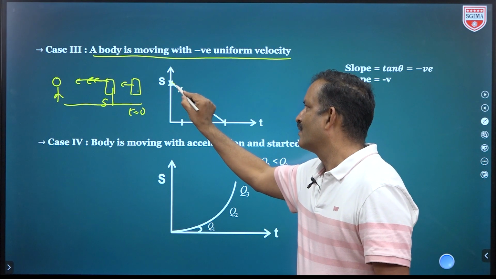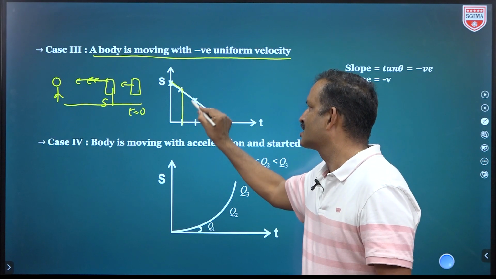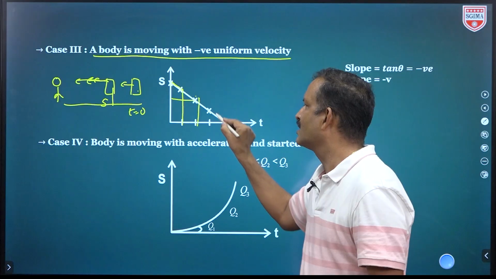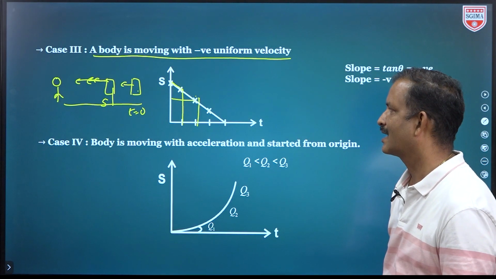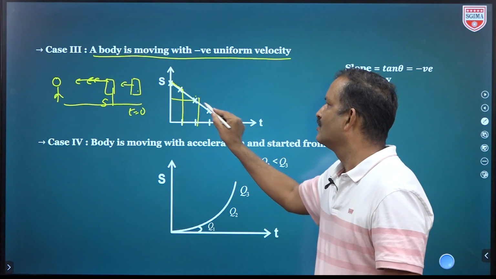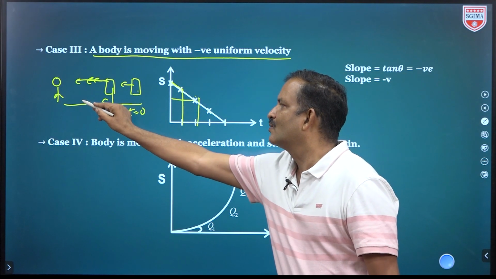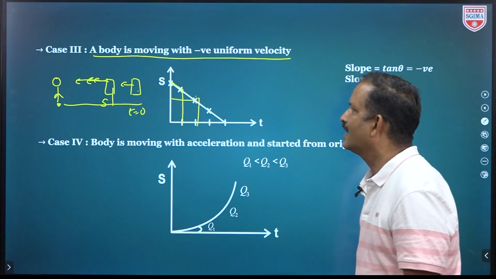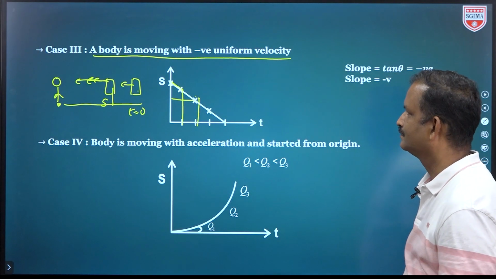So, there are equal displacements in equal intervals of time, but the displacement is negative, which means it is coming towards the point of observation. This is the reference point. Then that graph is in this way.